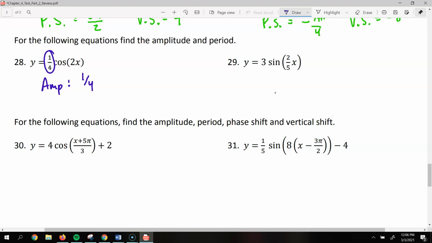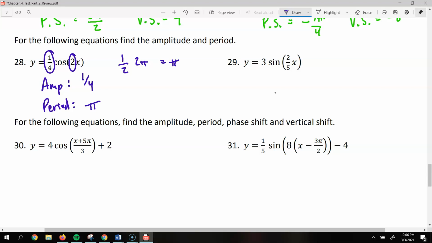Okay, so the period, we get that from this. Now remember, we don't just use that 2, we take the reciprocal of it as 1/2. So that means it's being compressed to be 1/2 the size horizontally. Well, remember, typically the period is going to be 2 pi. So if I take 1/2 of 2 pi, I just get pi. So the period here would just be pi.